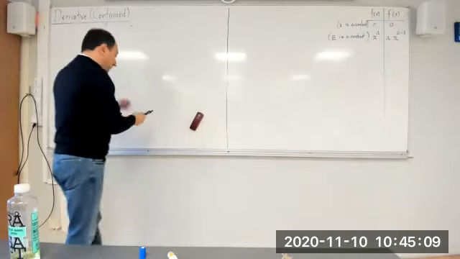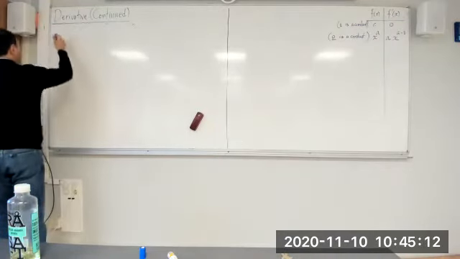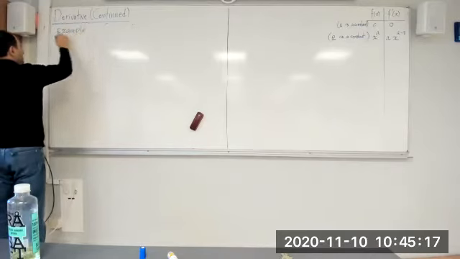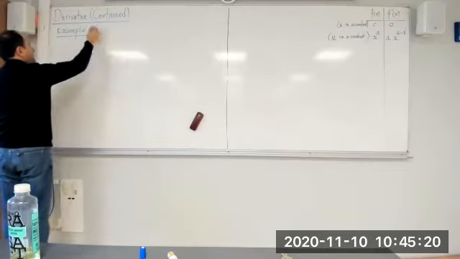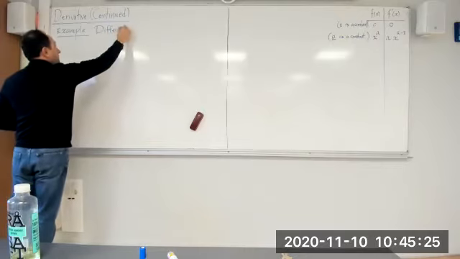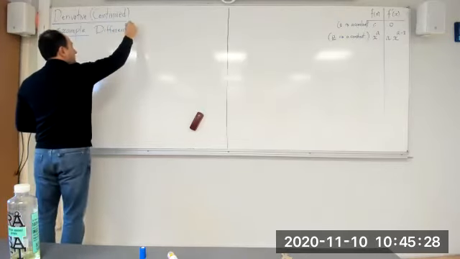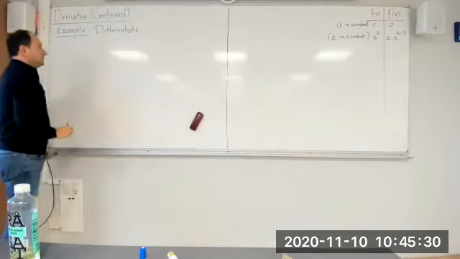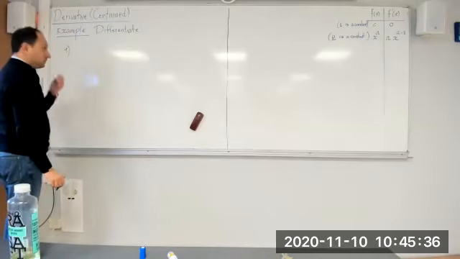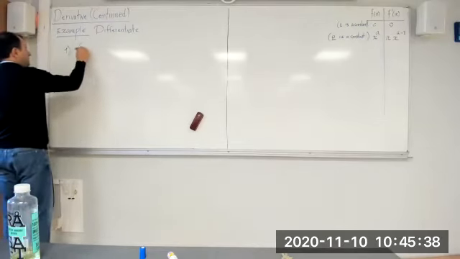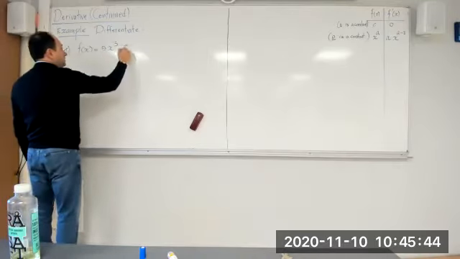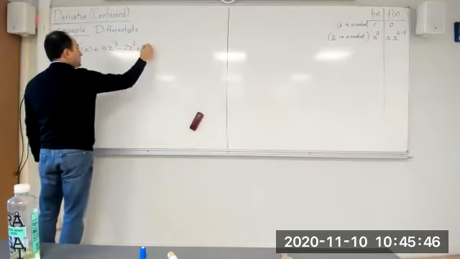Okay, so let me write my example here. Example. So let me write it briefly. Differentiate means find the derivative. So number one, f of x equals 5x to power 3 minus 2x squared plus square root of 2.